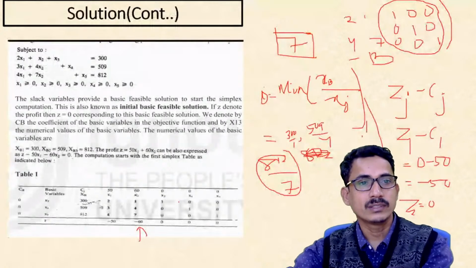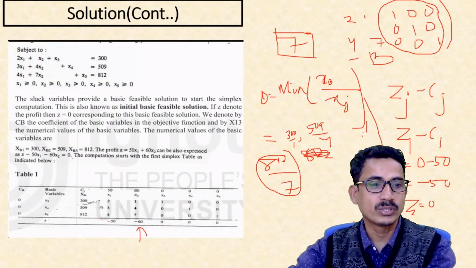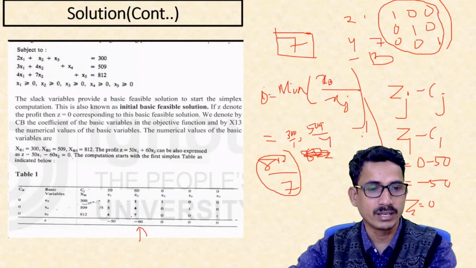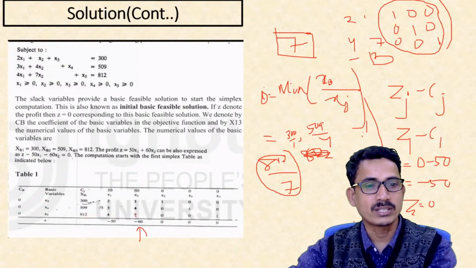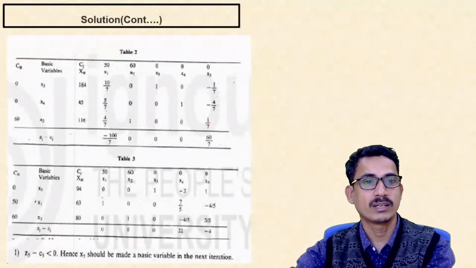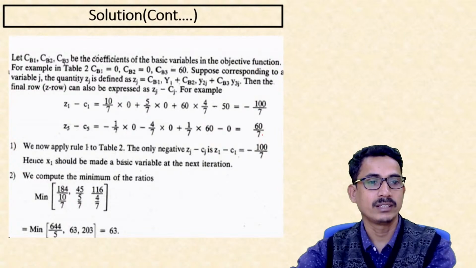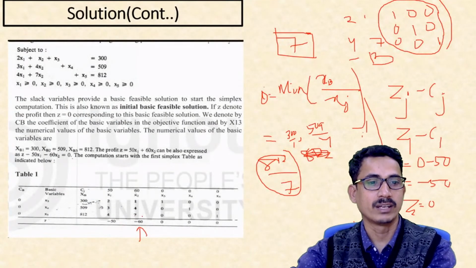Another interesting thing: in any row where the key element exists, all the values in that row will be divided by the key element. I mean, these values will be 812 by 7. This is 4 by 7. 7 by 7 is always 1. 0 by 7 is 0. 0 by 7 is 0. 1 by 7, 1 by 7. Check, it is written. The last value is 1 by 7. 0, 0. This 7 by 7 is 1. This is 4 by 7.